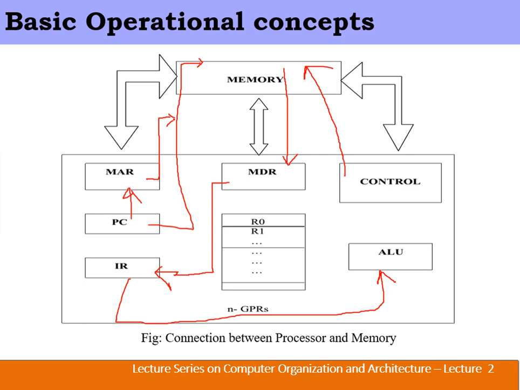So from the data memory it is going to fetch the data. The data memory address register is going to hold the address of the data memory where the data or the operand is available. Again, the control signal is going to issue the read signal, so that data will be copied from memory to MDR and it will be sent to the arithmetic logic unit.